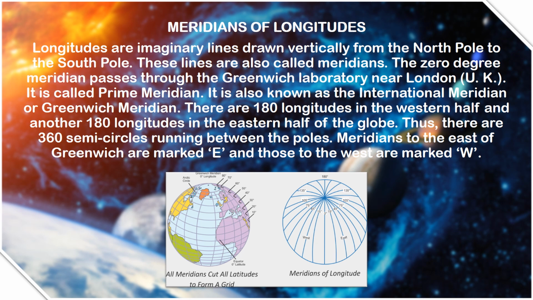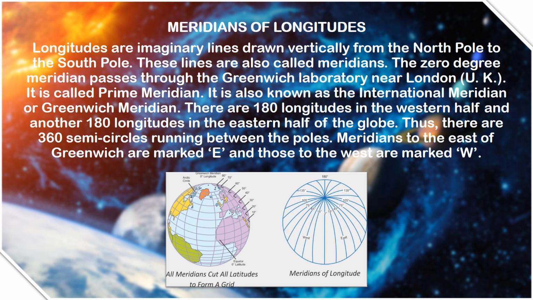There are 180 longitudes in the western half and another 180 longitudes in the eastern half of the globe. Thus, there are 360 semicircles running between the poles. Meridians to the east of Greenwich are marked E, and those to the west are marked W.